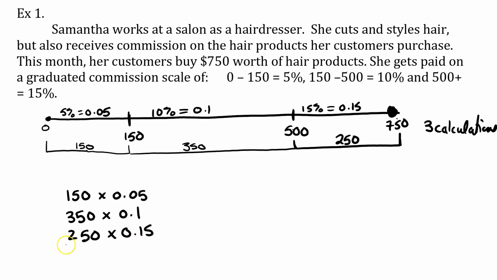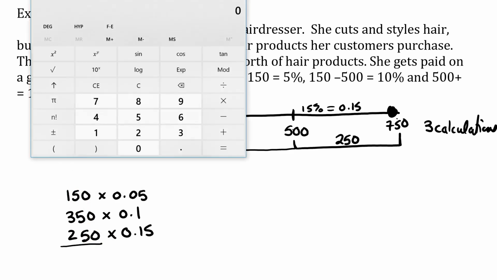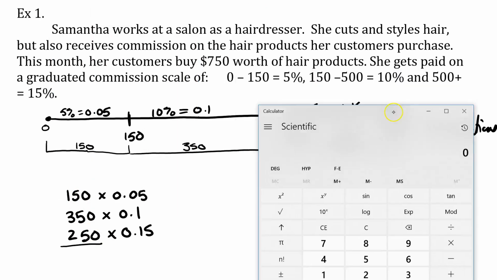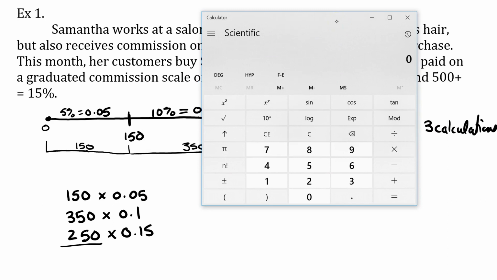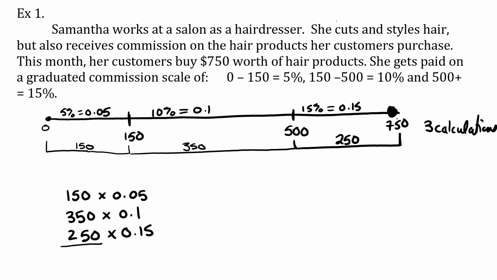Now, before we go off to the races and do all that work, what we should do is just do a quick addition here. And if all of those things add up to 750, then we know that we've set ourselves up right. So 150 plus 350 plus 250 equals 750.